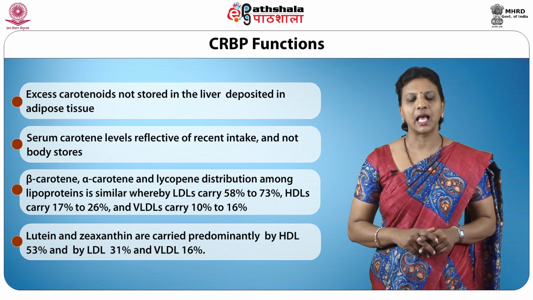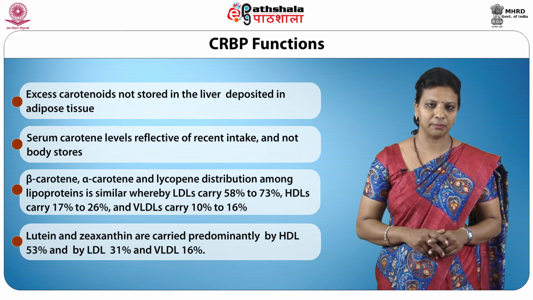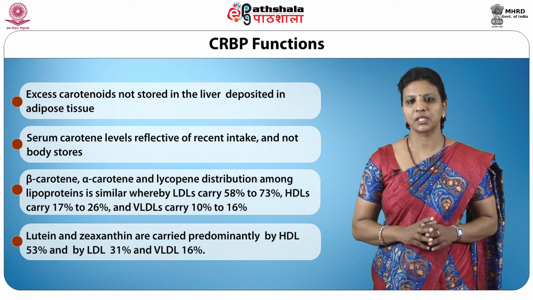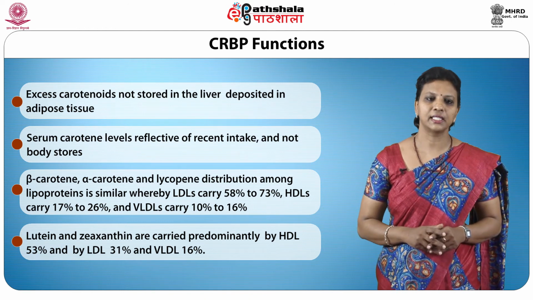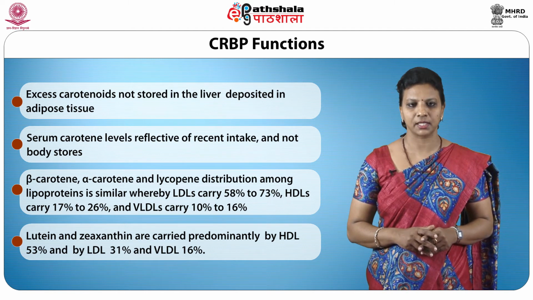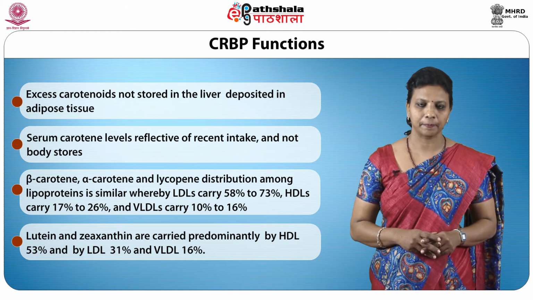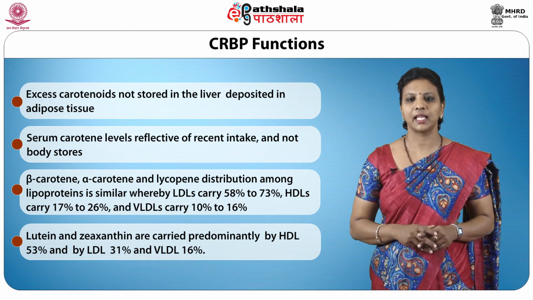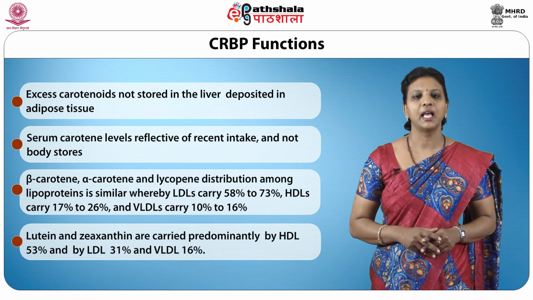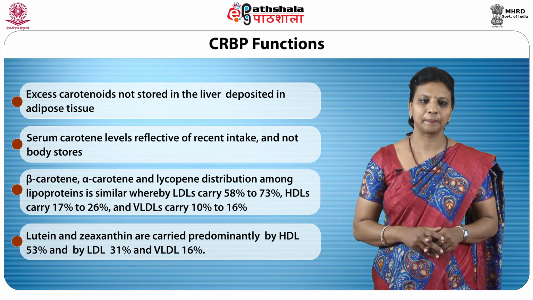Beta carotene, alpha carotene and lycopene distribution among lipoproteins is similar, whereby low density lipoproteins carry 58 to 73%, high density lipoproteins, HDL, carry 17% to 26% and VLDLs carry 10% to 16%. In contrast, lutein and zeaxanthin are carried predominantly by HDL, 53%, and by LDL, 31%, and VLDL, 16%.